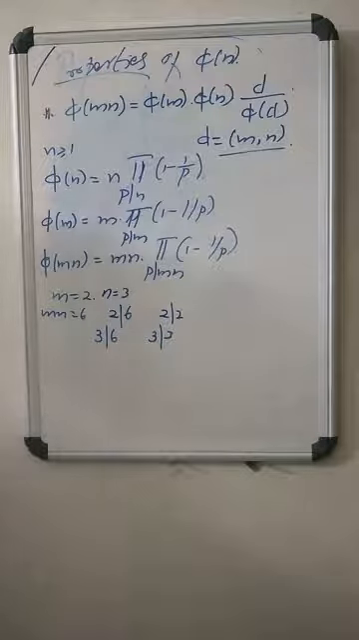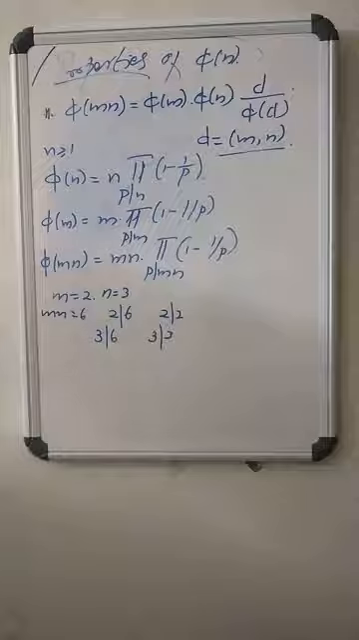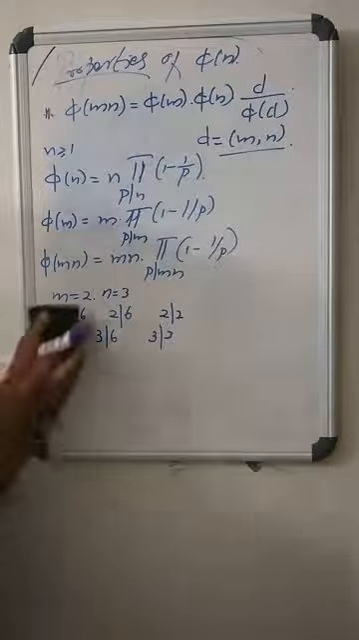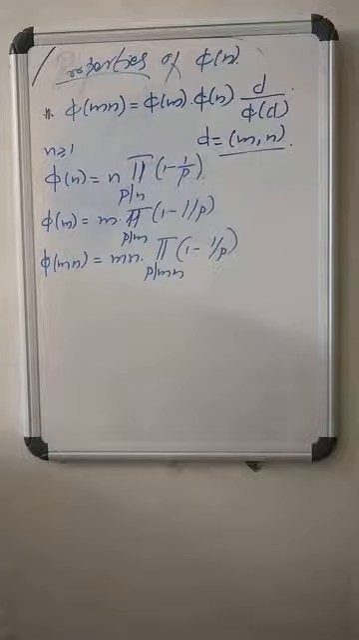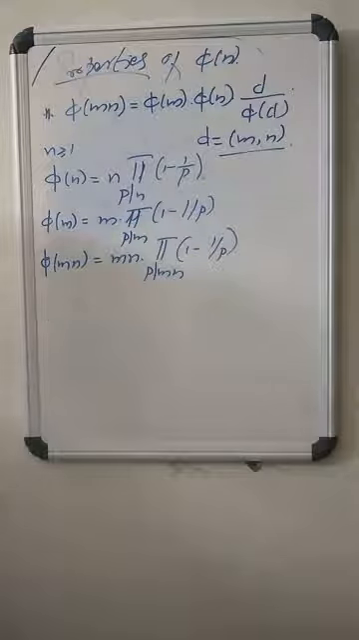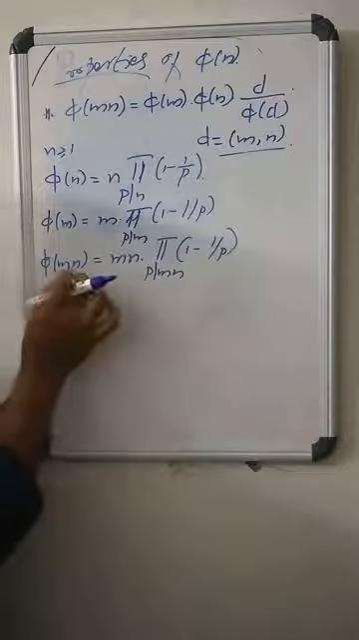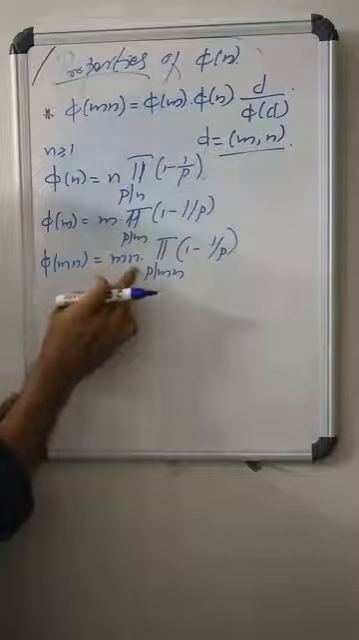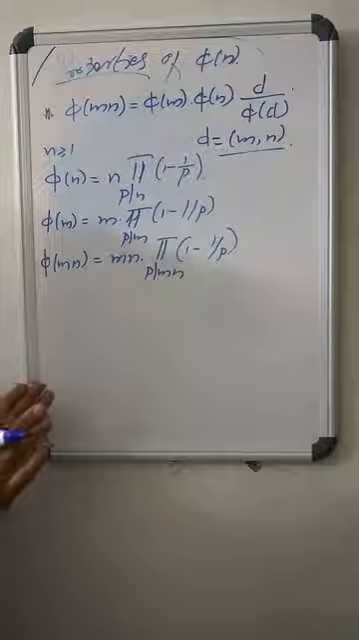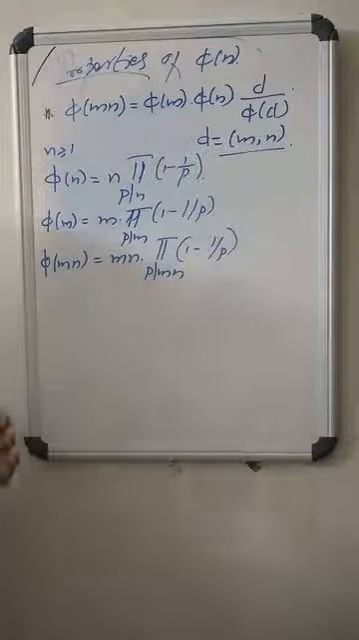So clear? If p is a prime divisor of mn, then either p divides m or p divides n. And those prime divisors which divide both m and n will divide the GCD of m and n.